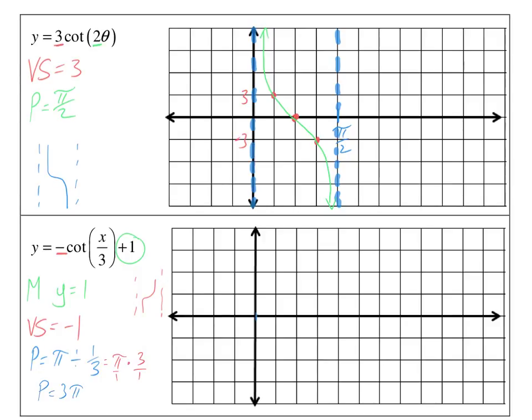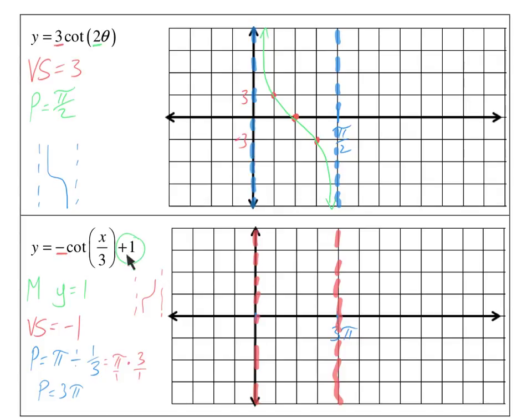So if I start right here with an asymptote, I'm going to go over right here, which is my period of 3 pi. All right, so I start here, my end is going to be at 3 pi, and I'm going to put 2 asymptotes, one on this edge and one on this edge. And now in between these, I am going to graph this function.